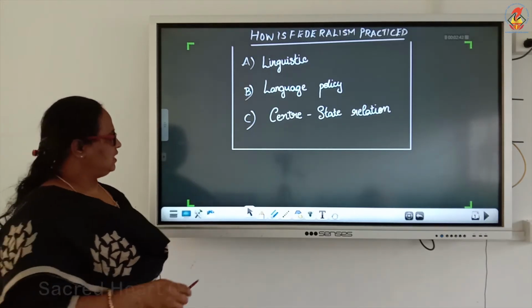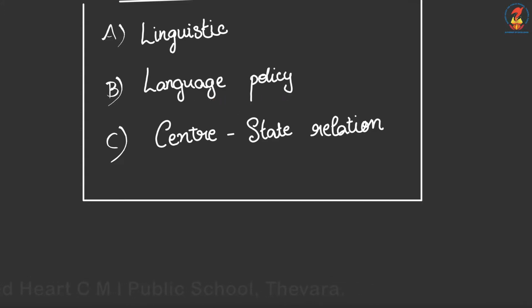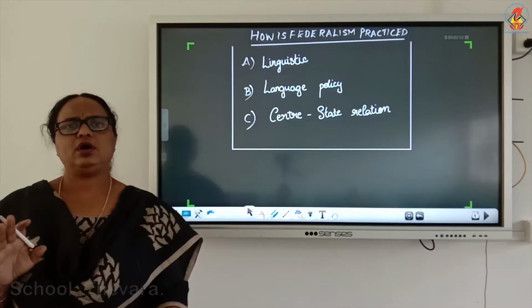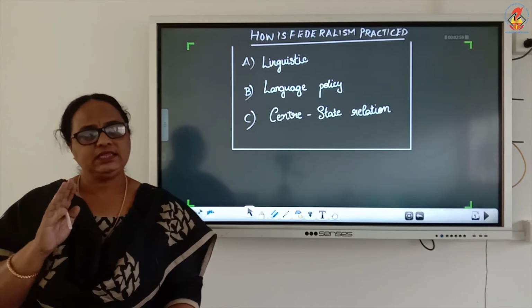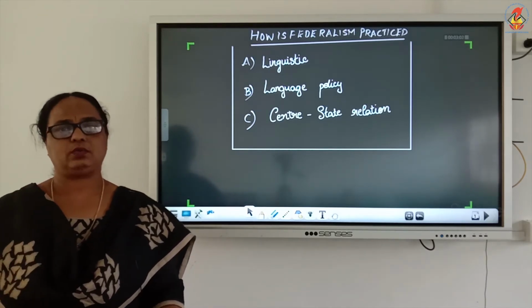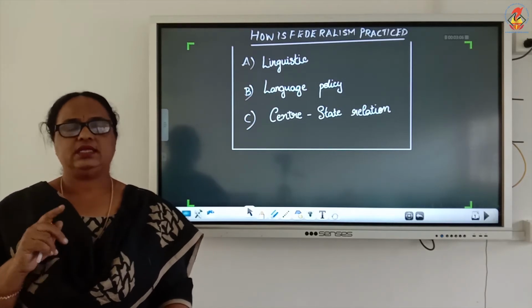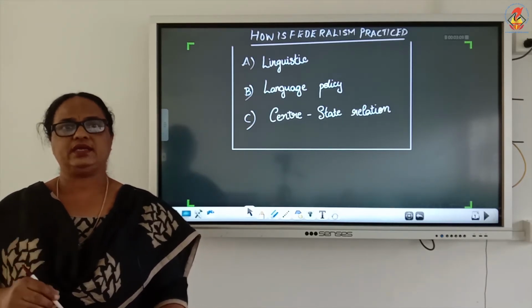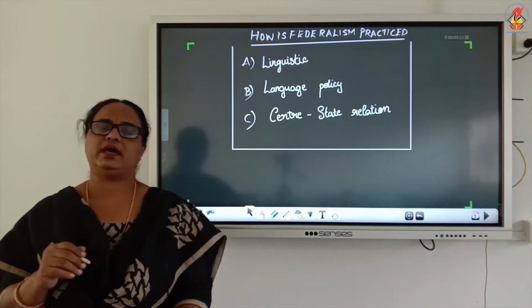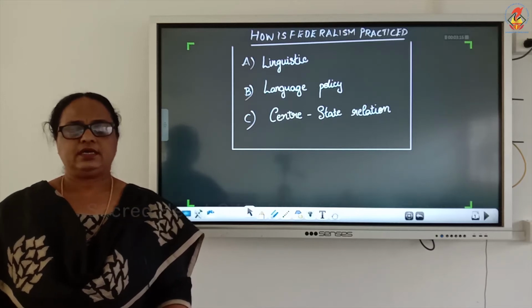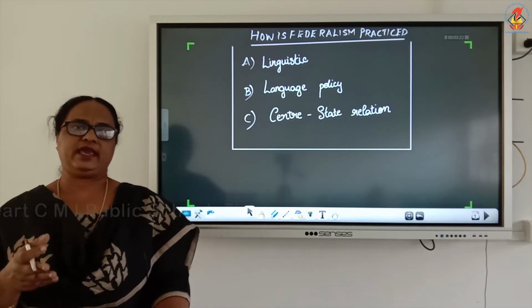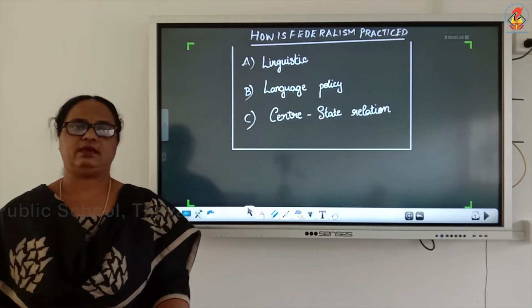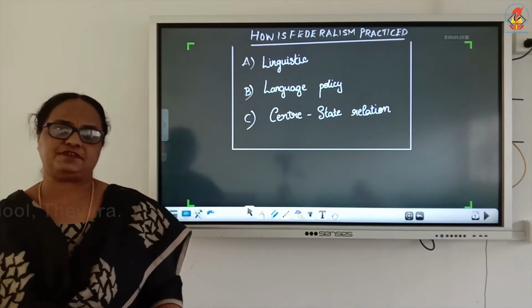And the next point is the language policy. Under the language policy, we understand our constitution did not give the status of national language to any one language. Hindi was identified as the official language. Besides Hindi, there are 21 other languages recognized as scheduled languages by the constitution. Then we all know states too have their own official languages, like for Kerala we have Malayalam, for Tamil Nadu we have Tamil.